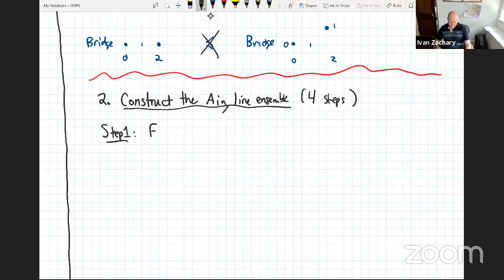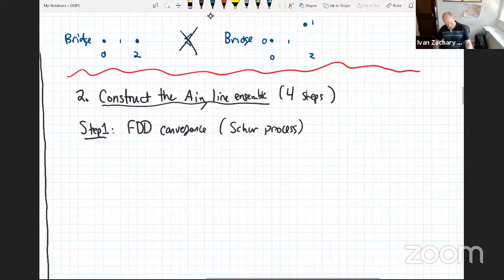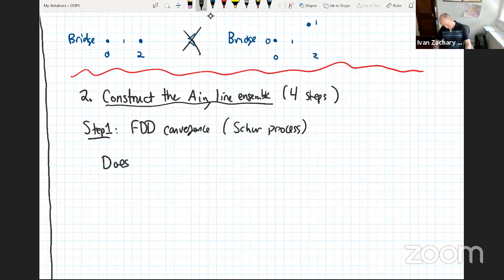So this uses the finite dimensional distribution convergence that we proved or explained yesterday using Schur processes. So this gives us finite dimensional distribution at any finite number of times. But the issue is that this doesn't rule out exceptional behavior at random times.